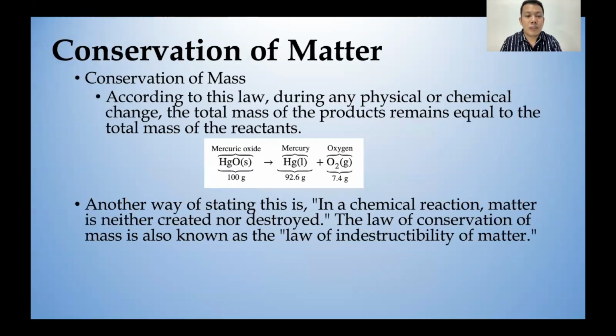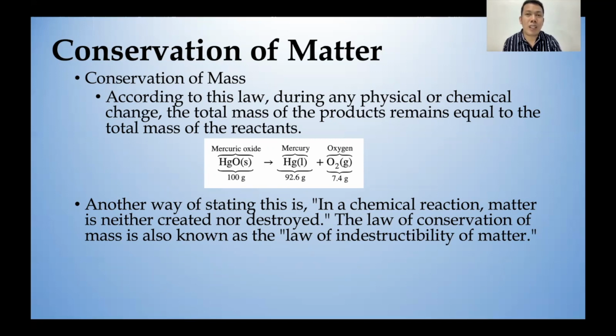So let us now look into the conservation of matter. Since there is a change in matter in physical change, we can easily see the conservation of mass. When you cut 1 kilogram of paper, at the end of it, it is still 1 kilogram of paper. But conservation of mass can also be seen in chemical changes or chemical reactions. According to this law, during any physical or chemical change, the total mass of the products remains equal to the total mass of the reactants.